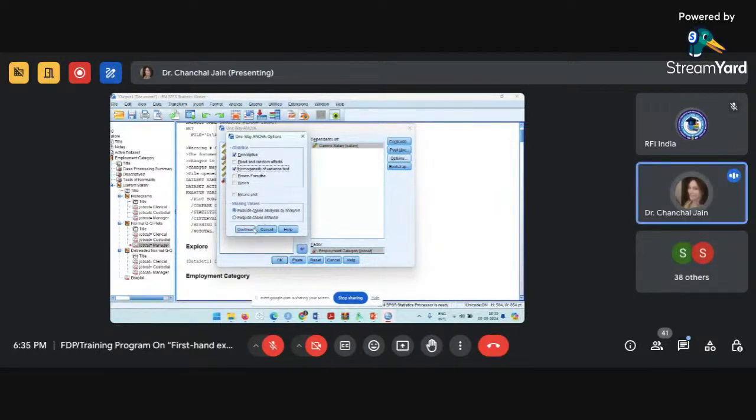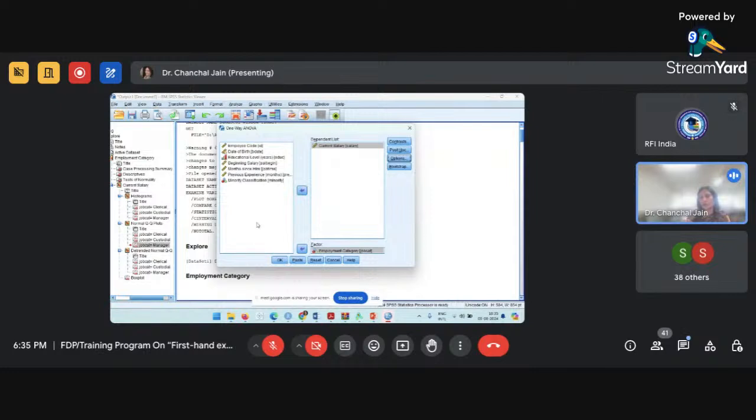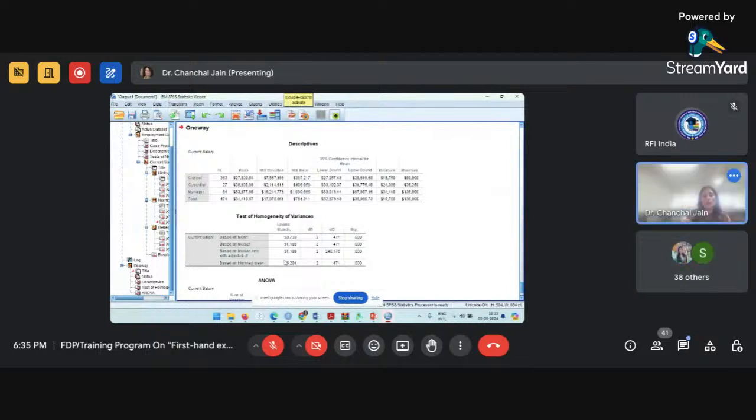Now click on Continue. If it is okay, I think we are all set to get the output. So you can click on the OK button. Please give me permission. May I click on OK? Is it fine, everyone? Yes, ma'am. So you can see that in one click we have got the output.